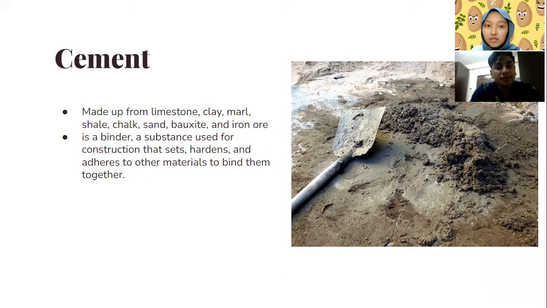The second example of material in the ceramic industry is the cement. Cement is made up from limestone, clay, marl, shale, chalk, sand, bauxite, and iron ore. Cement is also a binder, a substance used for construction that sets, hardens, and adheres to other material to bind them together. So basically, this is the picture of the cement. We can mix it with stone to make concrete, and to make up a building, we need this kind of cement and material. Okay, next.